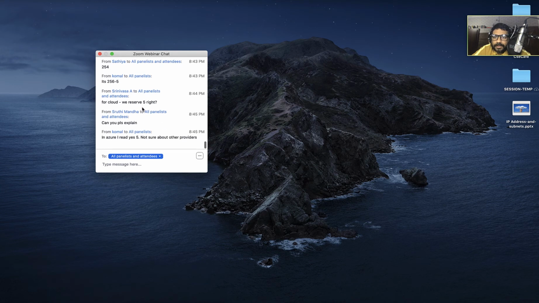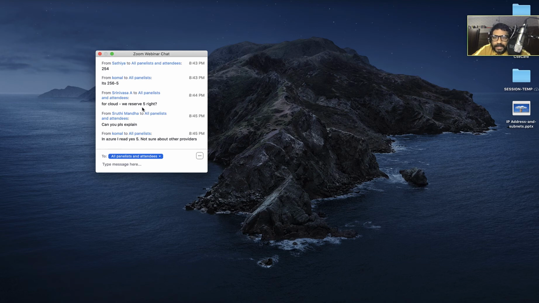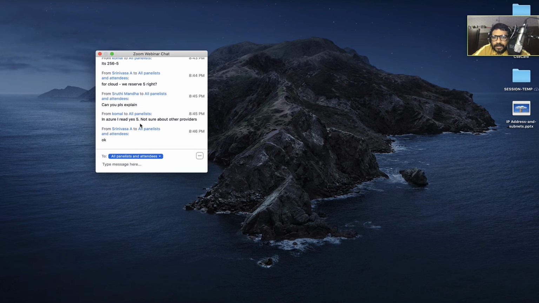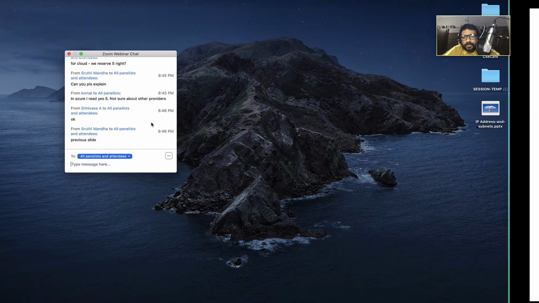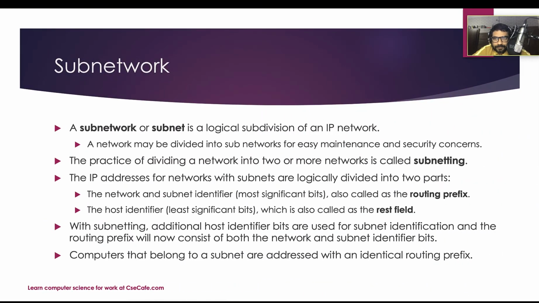Srinivas asks about cloud. Generally we don't reserve, but the cloud provider will reserve 5. Yeah, Azure and AWS also. I think AWS also reserves 5. But that is not mandated by the RFCs and all those things from a pure computer networking perspective.